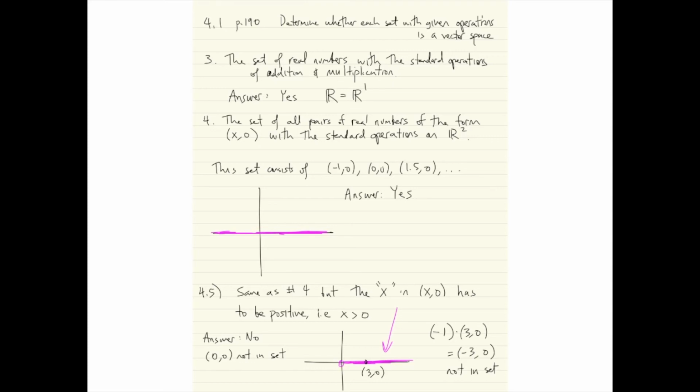Another reason is that it's not closed under scalar multiplication. In other words, if I take the scalar -1 and multiply it by this vector (3, 0), which is in this set, I get (-3, 0), which is not in the set of ordered pairs where the first component is positive. And so that doesn't satisfy the requirement that scalar multiplication has to end up back in your set.